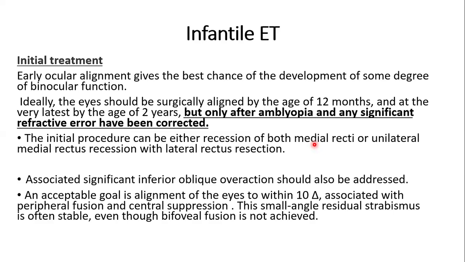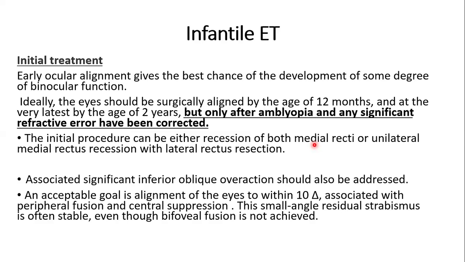Okay? But always keep in mind, you need to treat amblyopia and any significant refractive error before doing the surgery. If the child is having only horizontal deviation, you will do only bilateral medial rectus recession. If the child is having inferior oblique overaction, then you will also do an inferior oblique weakening procedure, whether myectomy or recession. Okay? Usually the acceptable goal is to leave the child with very small esotropia within 10 prism diopters. That is the ideal outcome.